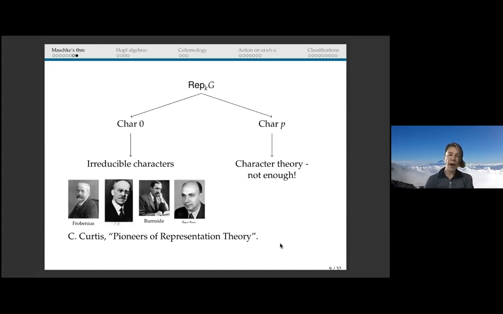And the whole theory goes back to the four founding fathers of representation theory: Frobenius, Schur, Burnside, and Brauer. And the history of the subject is very nicely described in Charlie Curtis's book, Pioneers of Representation Theory, with all the mathematics and everything that happened around it. And then you have characteristic p, where you still have character theory. And this actually goes back to Richard Brauer as well, one of these four people.